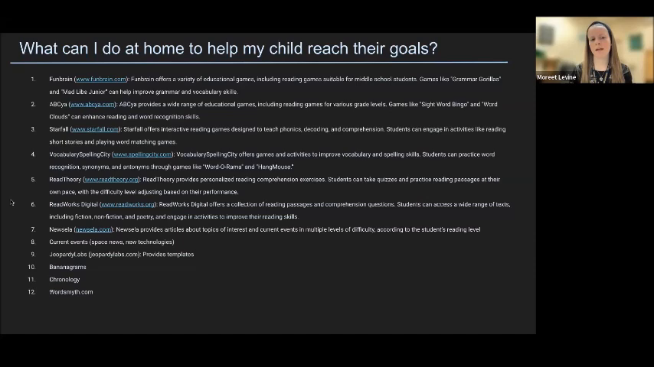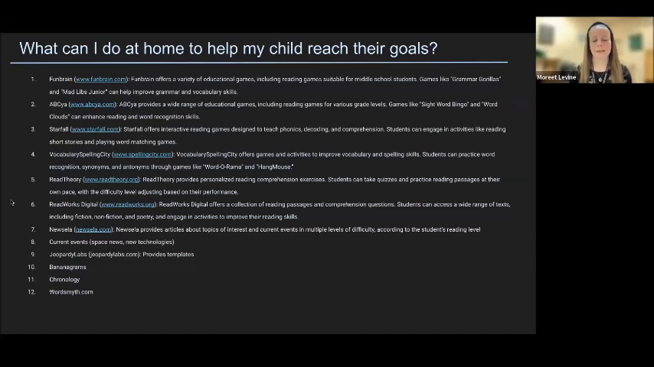Okay, so I put together a pretty long list of resources. Most of them are free. Of resources that you can use at home, that your children can use at home to work on their speech goals. The first six are different websites. Some of them have games that help the participants work on their reading skills or vocabulary. For some of them, you need to make accounts, but most of them are free. I always try to use free resources.